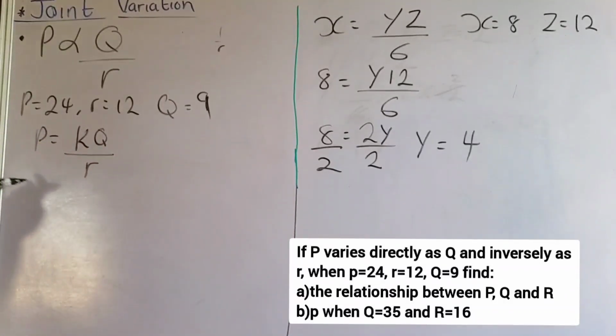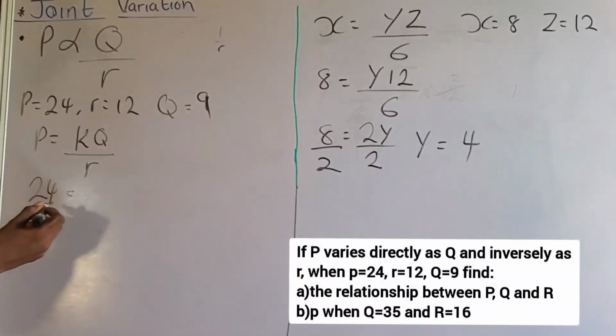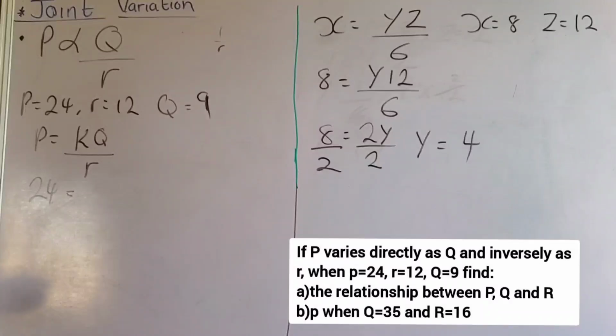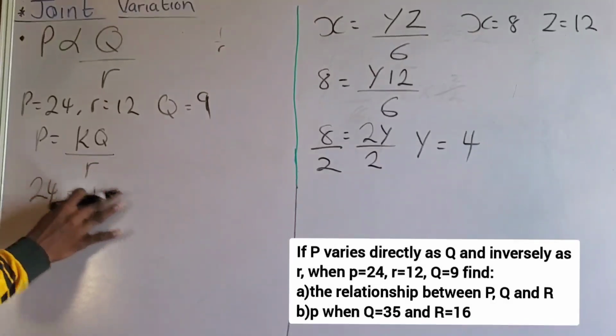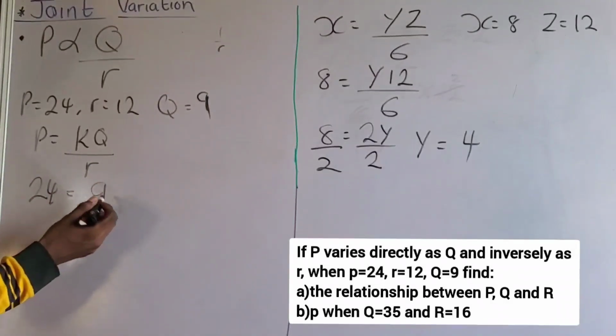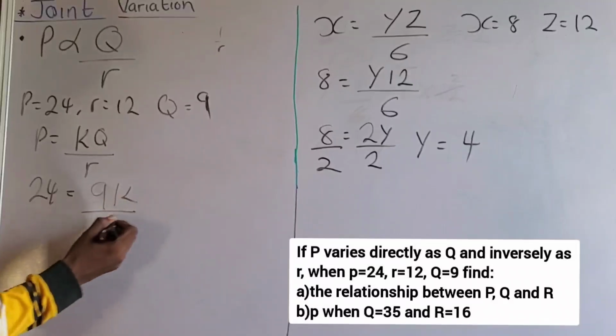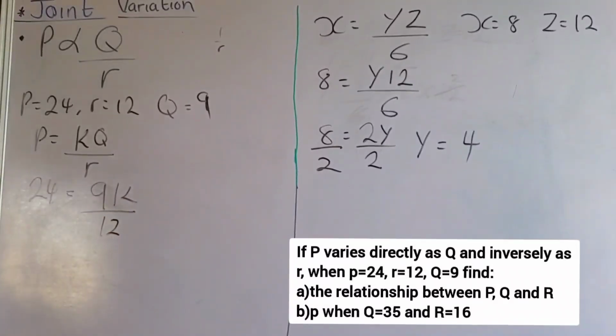Having gotten this, to get the value of the constant K, we have to substitute the values of P, R and Q as 24, 12, and 9 respectively. So I'm going to have 24 equals, we don't know the value of K, that is our goal. Our goal now is to determine the value of K. Q is 9, so 9 multiplied by K all over R, and R is 12.